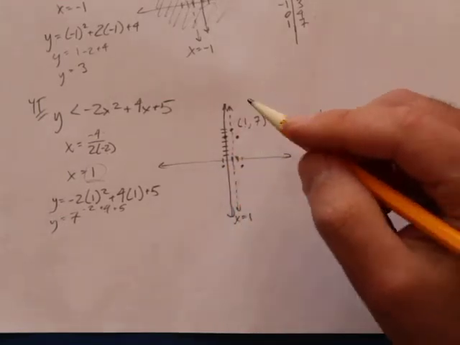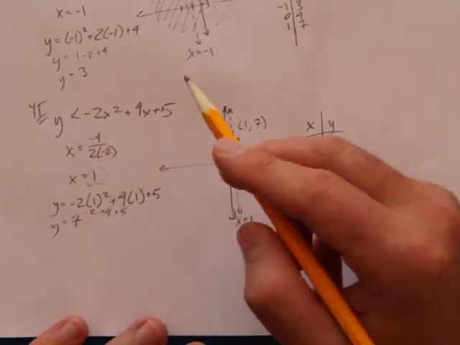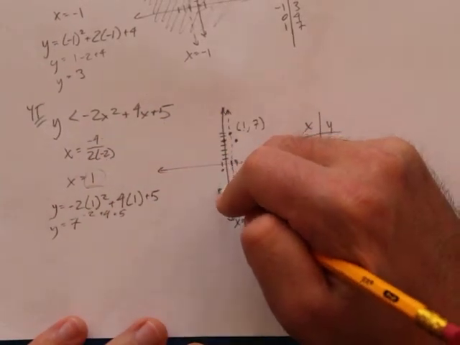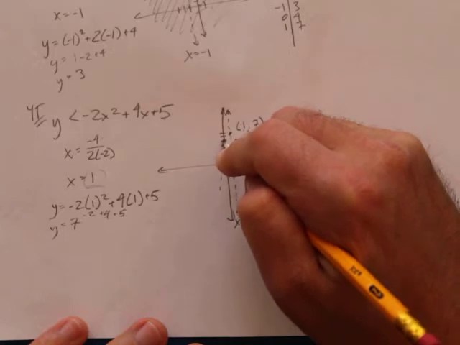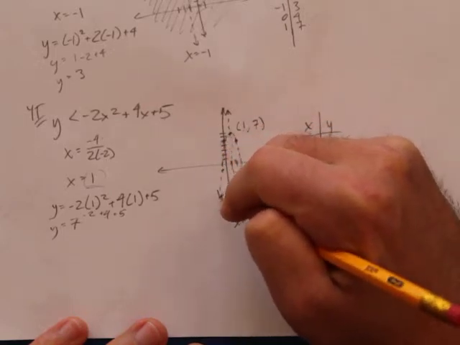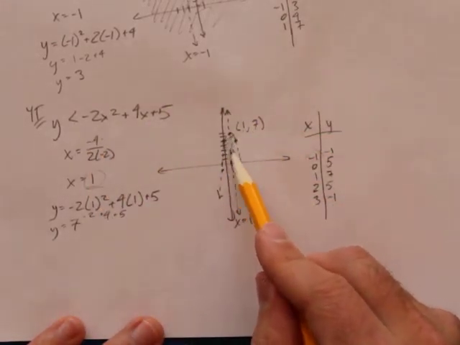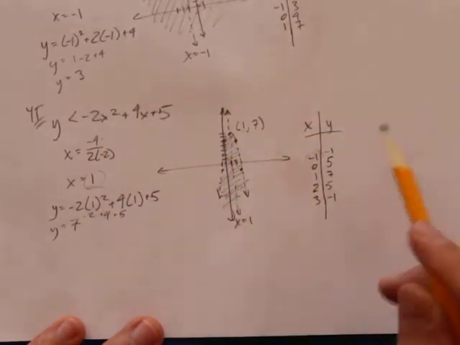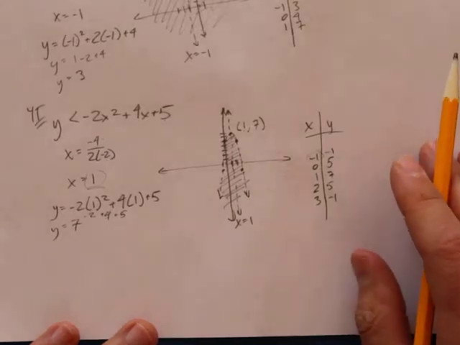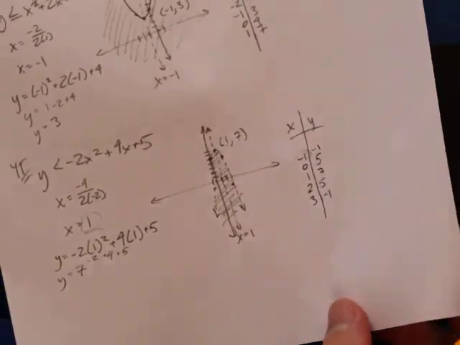There we go. Now I'm going to check to make sure it's not or equal to, and that means that I have to do a dotted parabola like that. And y is less than, so I'm going to shade underneath. And that's it on that one. All right. Good. Hope you guys got that one okay.